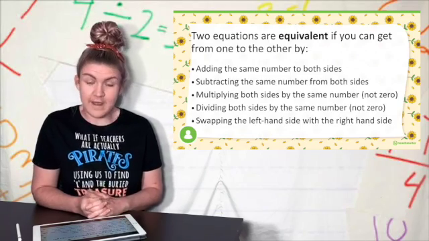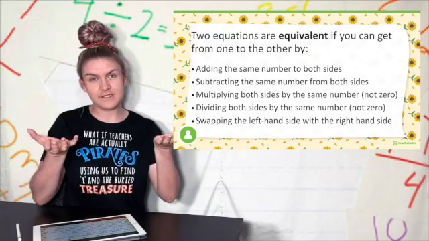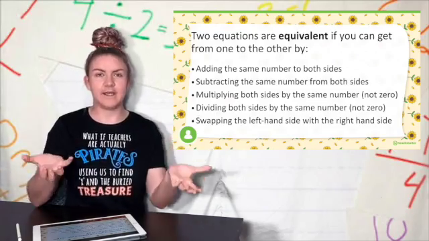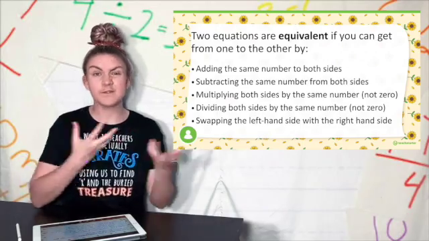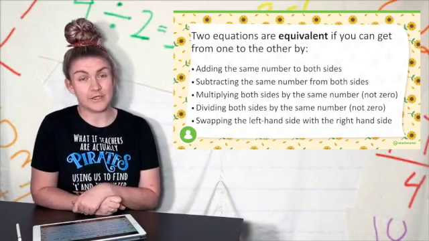Lastly, we can know that an equation is true if we literally just take the left-hand side and the right-hand side and swap them around, because the equal sign means that they're both equal, so it doesn't actually matter which way round we do it.